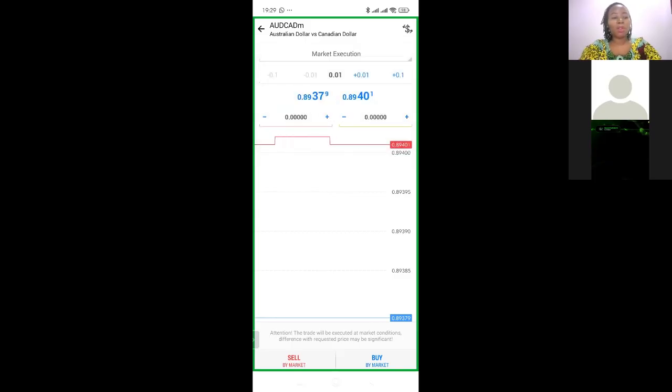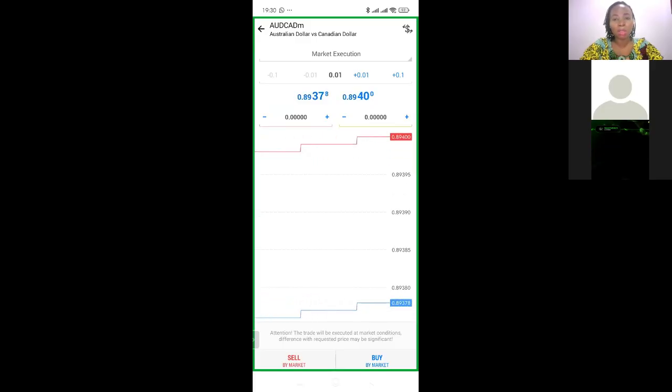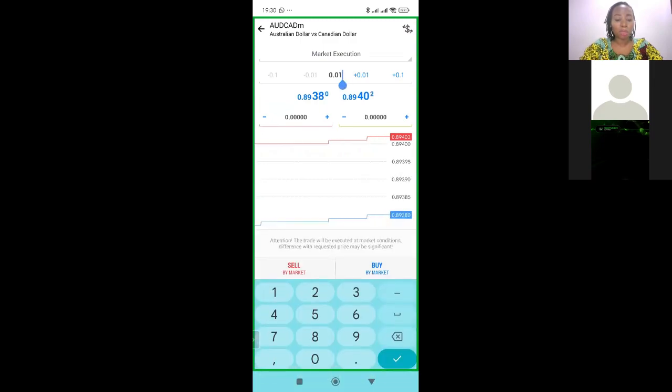And then on this order, the second line under market execution, you actually have your lot size, where you put your lot size. This is very important. In fact, when you come to take a trade, the very first thing you should put in there is your lot size. So you put your lot size. If you want to put in, let's say 0.05, you can type it out.